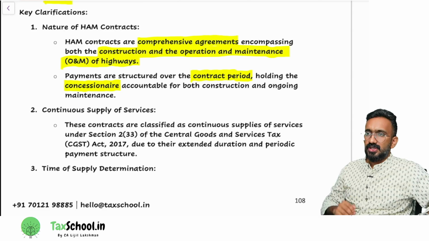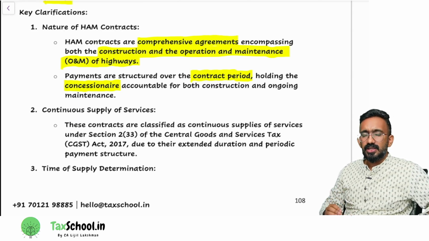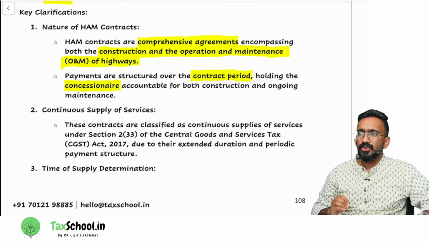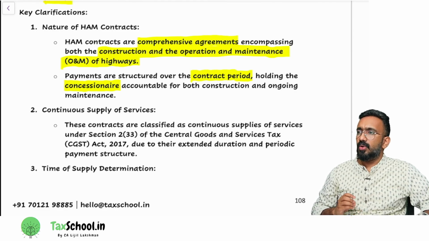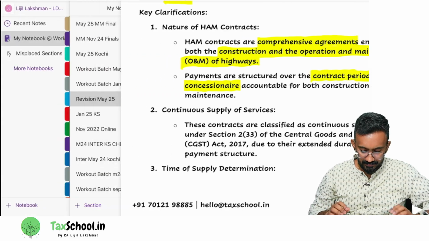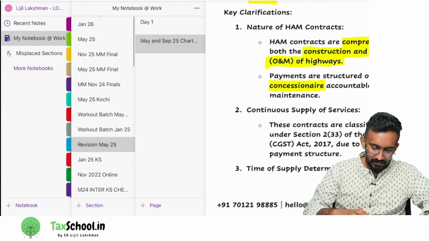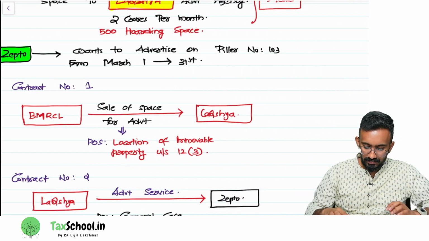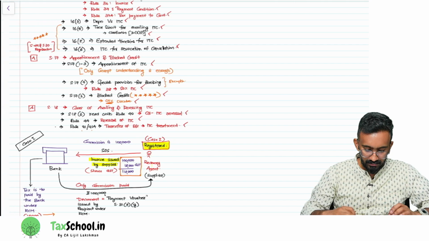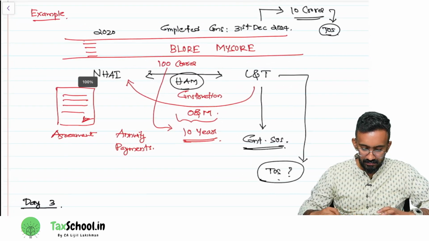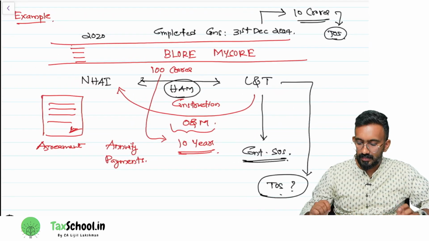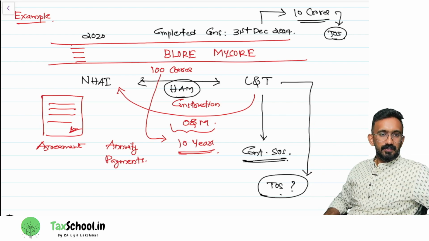What is the nature of a HAM contract? HAM contracts are comprehensive agreements encompassing both construction and operation and maintenance of highways. Payments are structured over the contract period, holding the concessionaire accountable for both construction and ongoing maintenance. I've given an example here, right?